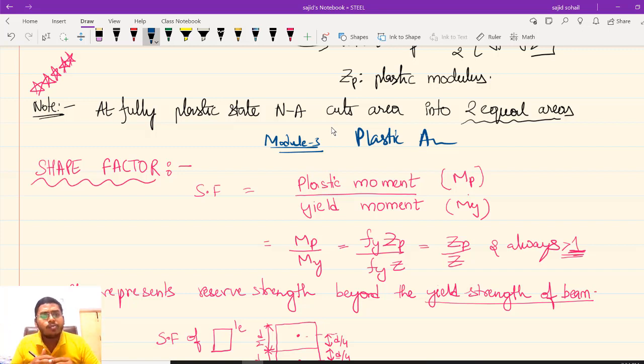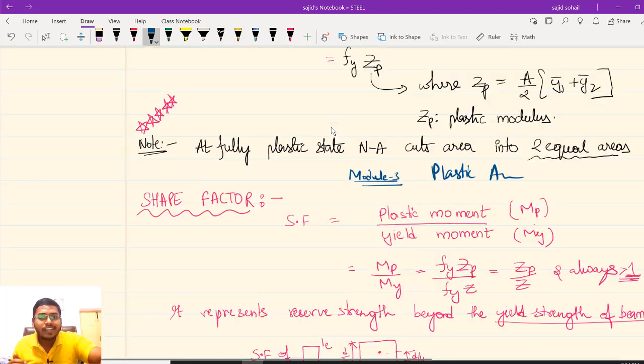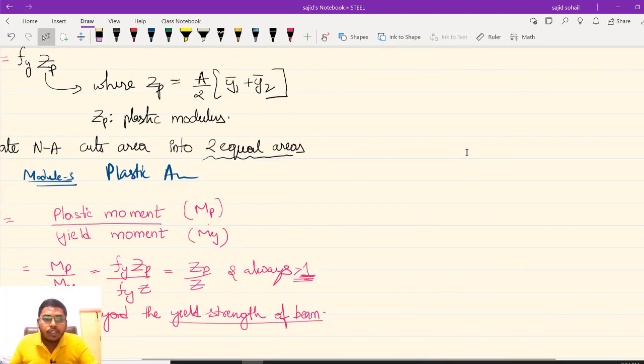Now coming to this third module, which is very simple, I am going to continue with the topic which I stopped in between, shape factor. Do you remember what shape factor is? In the last module I explained that your shape factor, represented by SF, is nothing but the ratio of your plastic moment to your yield moment.